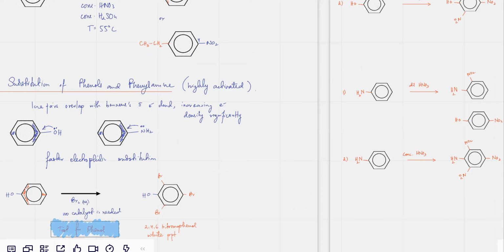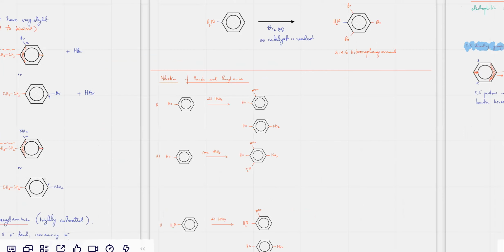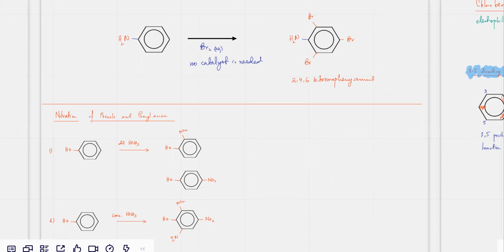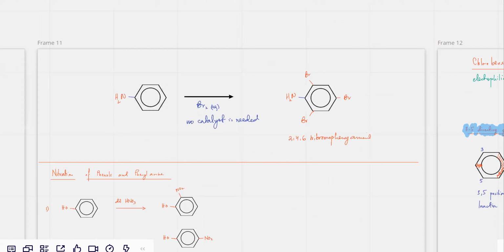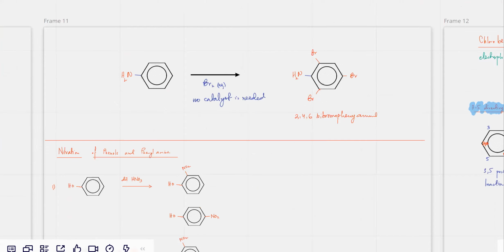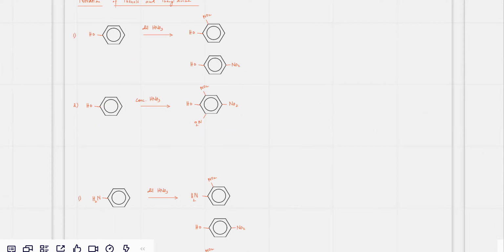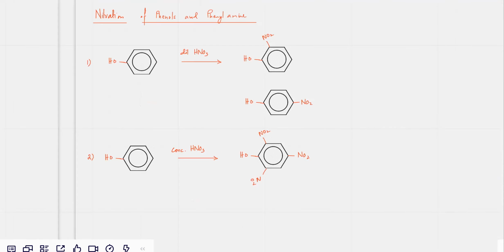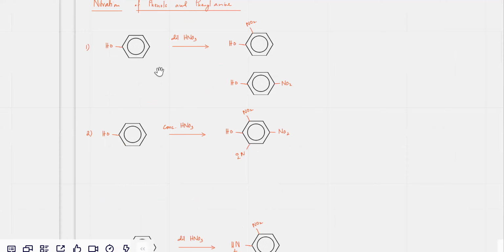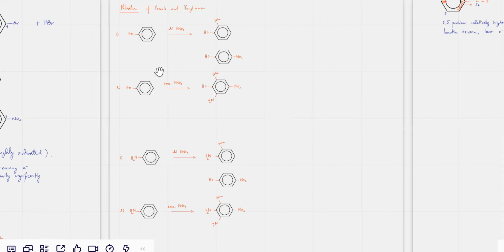And then we had the nitration of phenols. I told you that you can have it with dilute nitric acid, or you can have it with concentrated nitric acid. So for the reaction, no need for sulfuric acid and no need for the temperature being 55. Phenols are way more reactive, so the reaction would happen very, very vigorously. And this was all that we did.